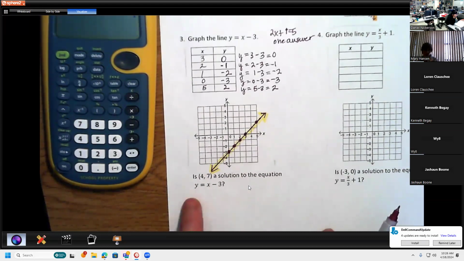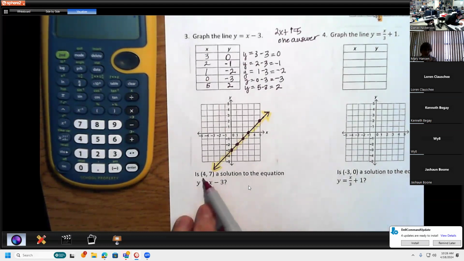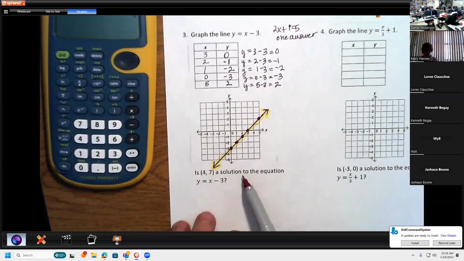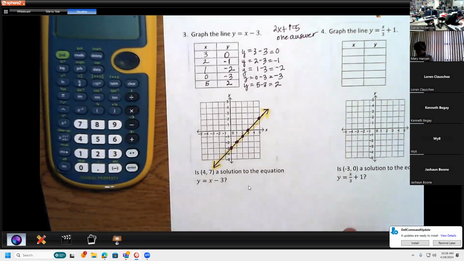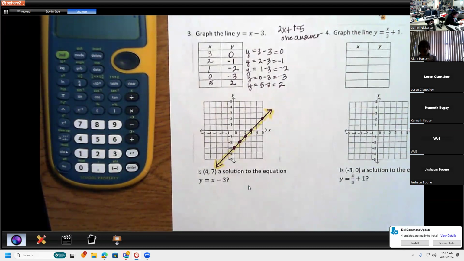So the question below was trying to get you to think about tying all this together. Is 4, 7 a solution to the equation y equals x minus 3? No. Okay, I heard a no. Why not? That's correct. Why? Sorry, can you say it one more time? Backwards. It's backwards. Okay, how do you know it's backwards? Or what do you mean by that?